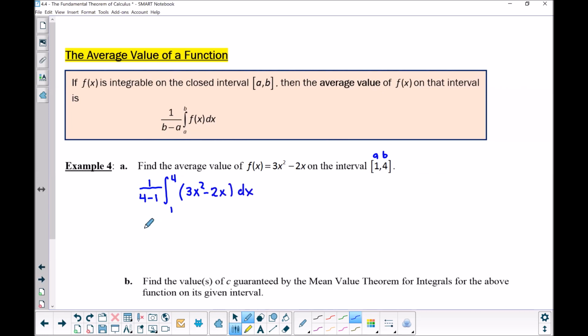Okay, so we'll finish this up. This gives us 1/3. And the integration of 3x squared is going to be x cubed. And the integration of 2x is x squared. So you really had some very nice, easy ones here. And then we have our boundaries 4 to 1. And then we will plug in our boundaries 4 and 1.